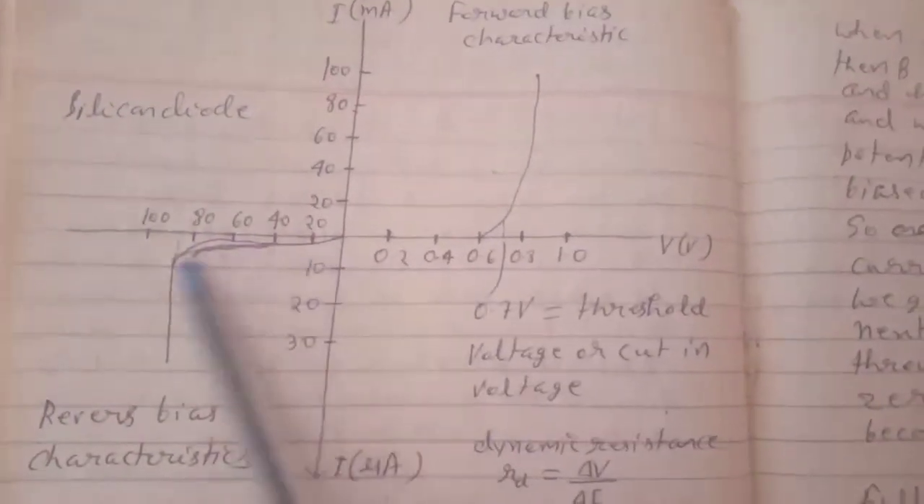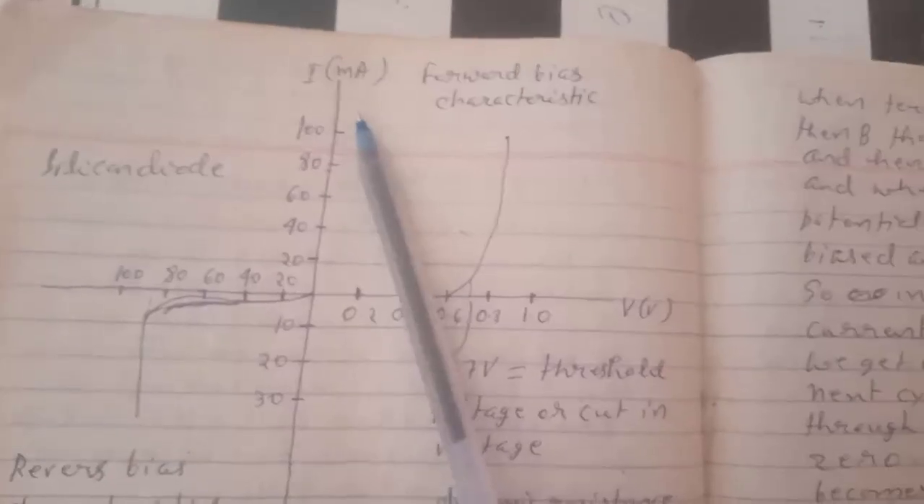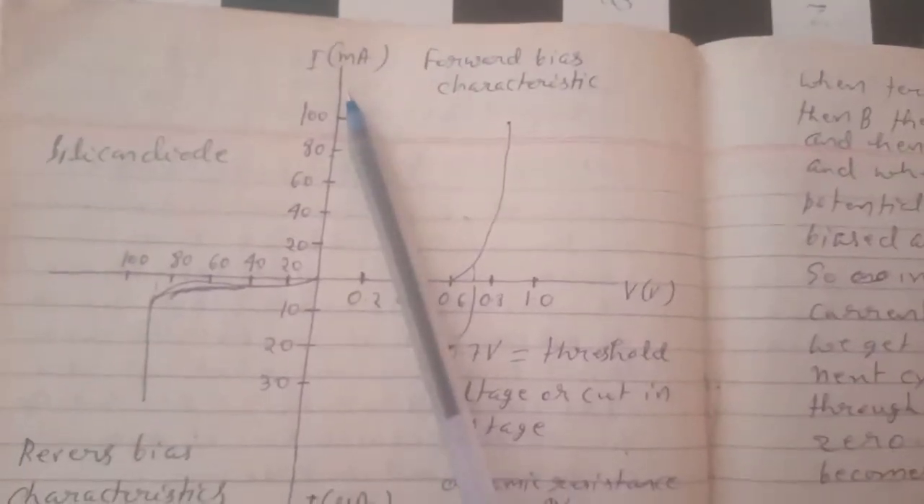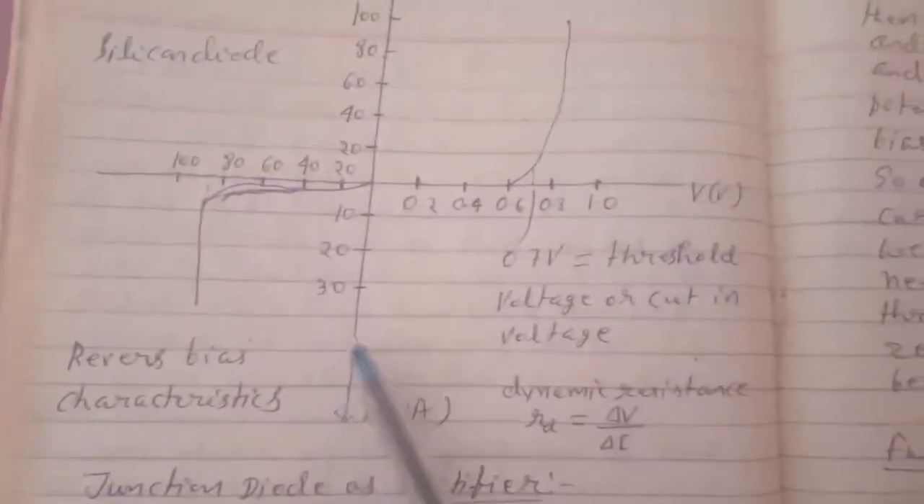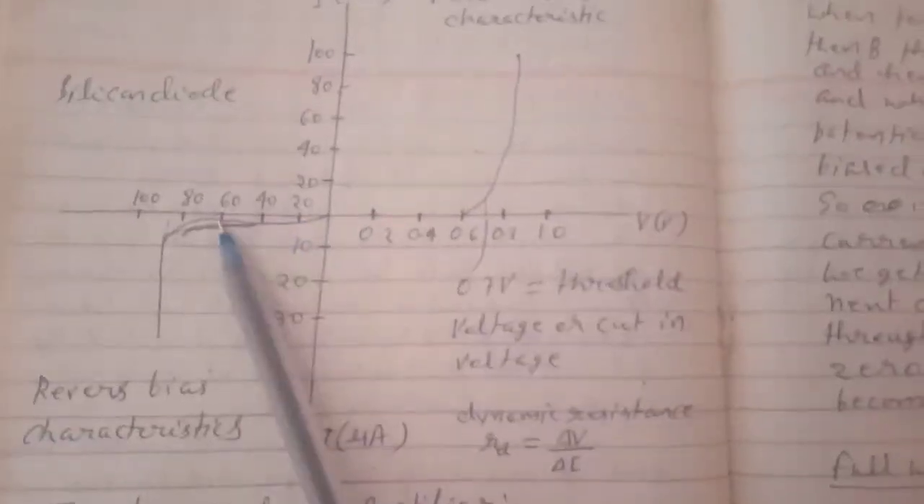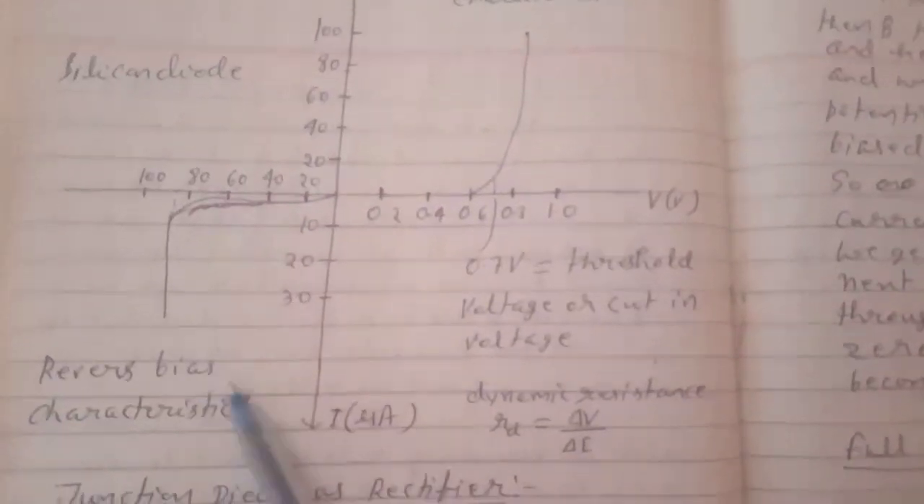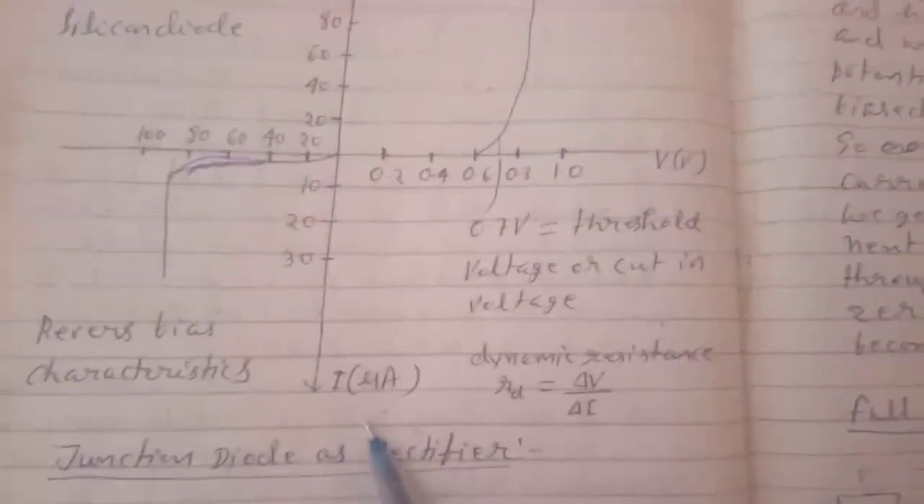And this is the reverse bias characteristics. In forward bias characteristics, the current is in milliampere and voltage in volt. But in reverse bias characteristics, the potential difference is in volt, and current is in microampere.